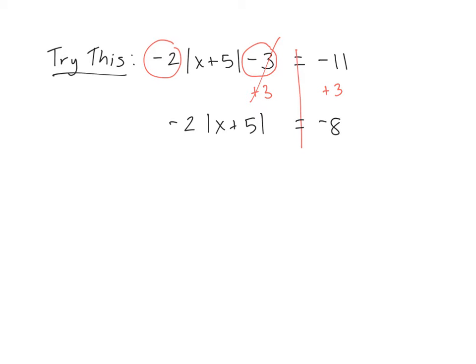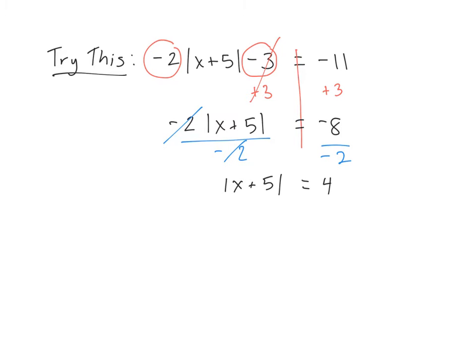and I'm left with -2 times the absolute value of x plus 5 is equal to -8. Once I undo my subtract 3, I can undo my multiply by -2 by dividing both sides by -2. And -8 divided by -2 is +4. So I have the absolute value of x plus 5 is equal to +4.